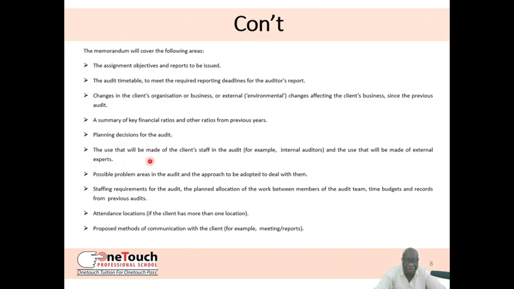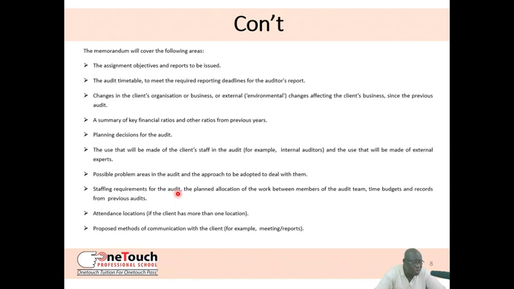The use that will be made of the client's staff. So you are going to work with the client. Client staff will be involved, and the use you are going to make of them. The possible problem areas that you come across. You already know the risk in the organization, so you know the areas that are having high risk, low risk, or medium risk. So the problem areas. Then the staffing requirements for the audit.